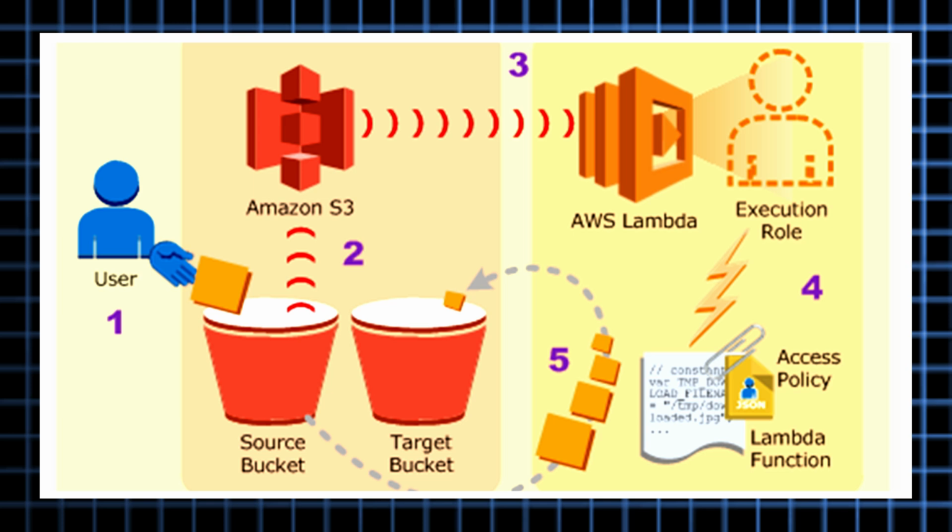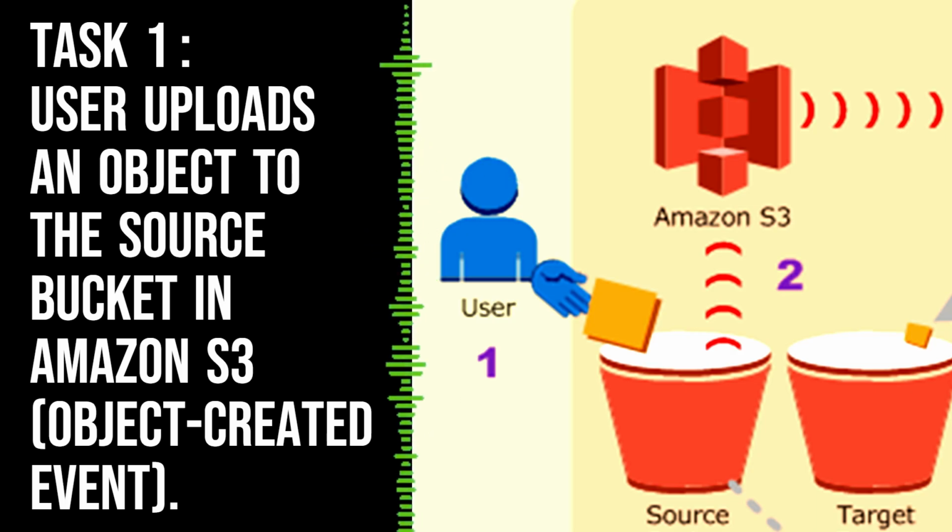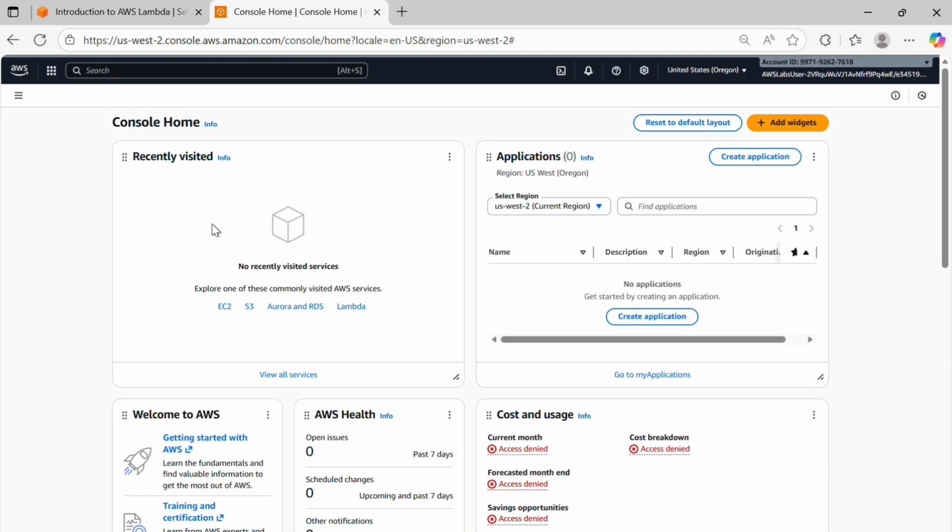So, let's get started. This is our use case, and we are going to implement it right away in AWS. First task will be a user uploads an object to the source bucket in Amazon S3. In this task, you create two Amazon S3 buckets, one for input and one for output.